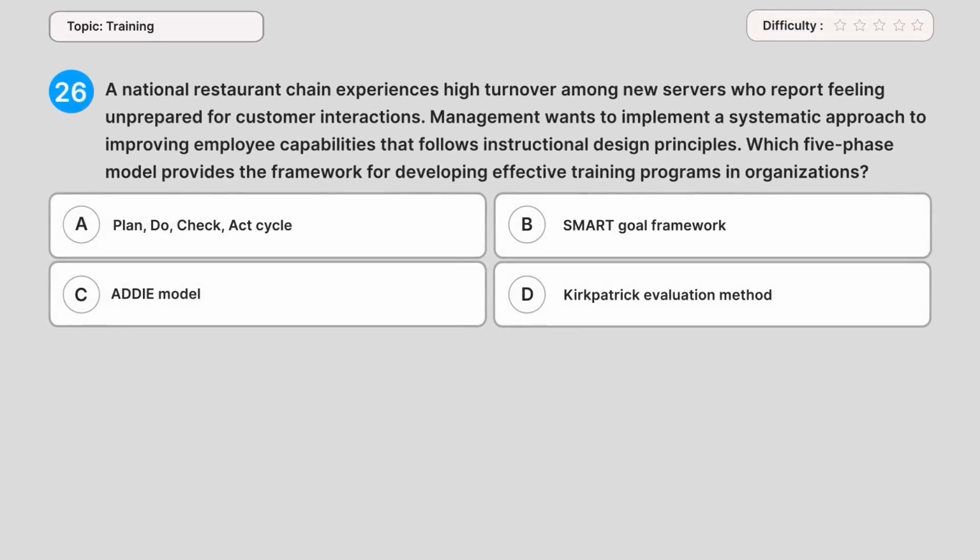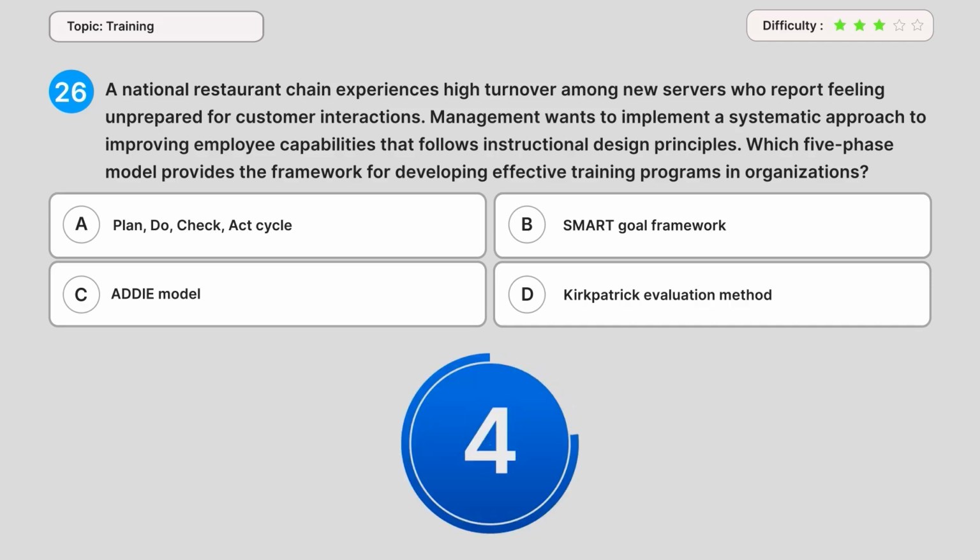26. A national restaurant chain experiences high turnover among new servers who report feeling unprepared for customer interactions. Management wants to implement a systematic approach to improving employee capabilities that follows instructional design principles. Which 5-phase model provides the framework for developing effective training programs in organizations? A. Plan, do, check, act cycle. B. SMART goal framework. C. ADDIE model. D. Kirkpatrick evaluation method.